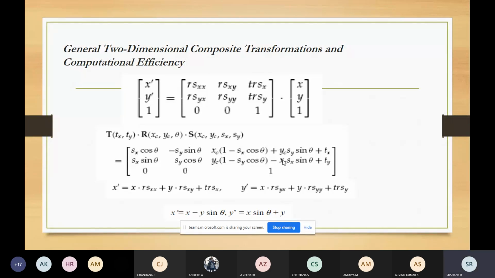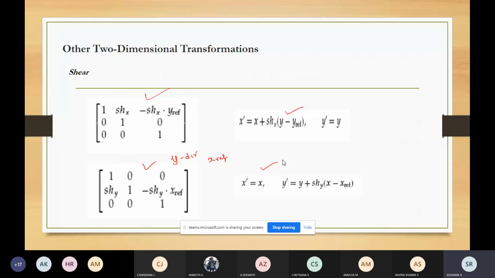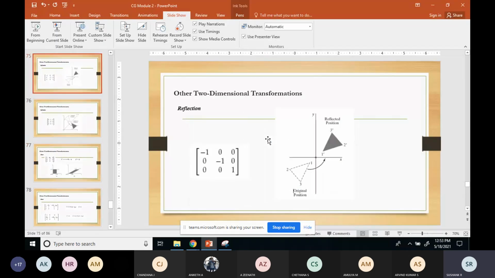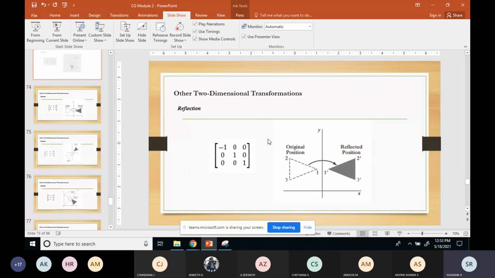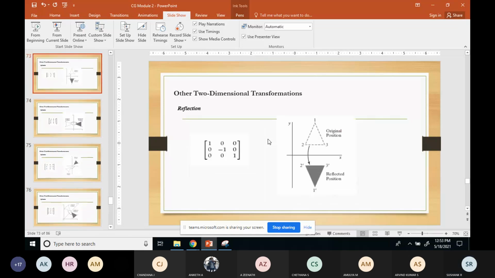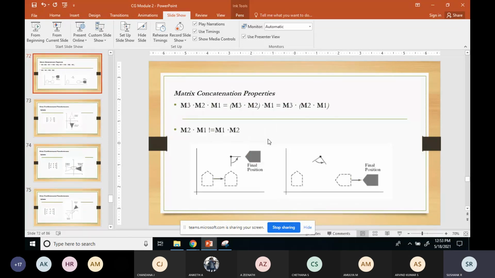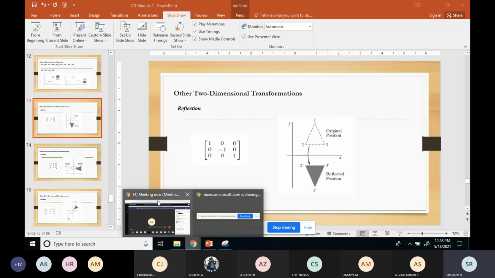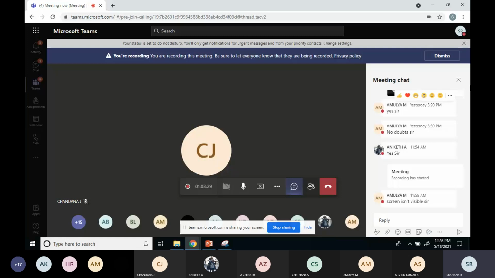So you just practice these things. Here most of the thing is a matrix thing only. You should remember all these equations, all these values. Even if you know the basic equation, you can generate all these things. If you have any doubts, you just let me know. Any doubt regarding today's class?